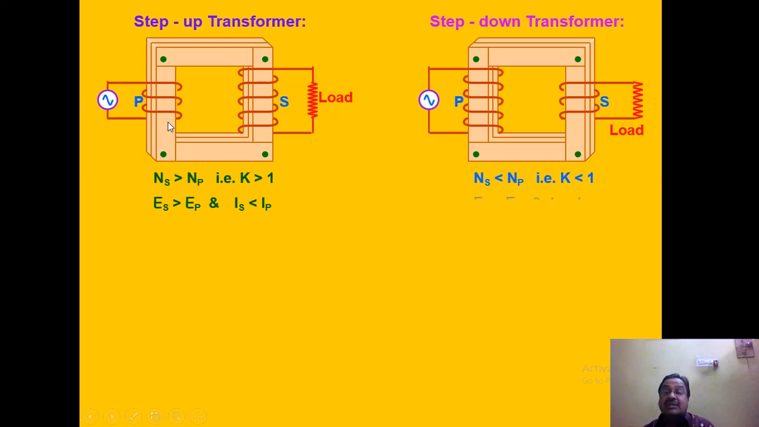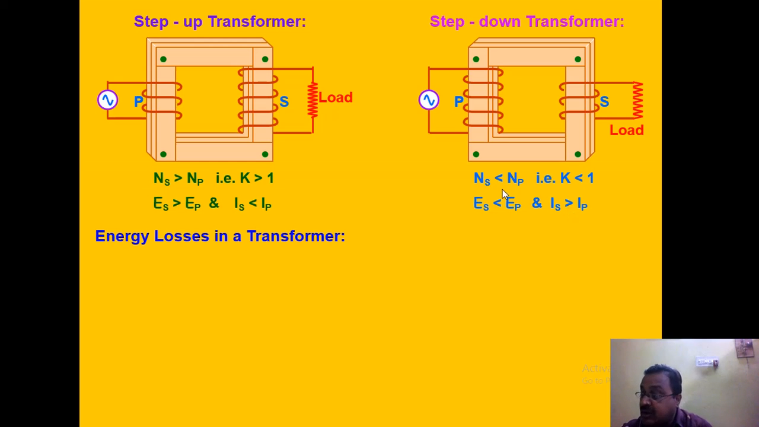And just the reverse thing happens for a step down transformer. For this, the transformer ratio is less than 1, the number of turns of the secondary is less than the number of turns of the primary, and here you observe from this you can get ES is less than EP and IS is greater than IP. So that's the basic difference between your step up and step down transformer.